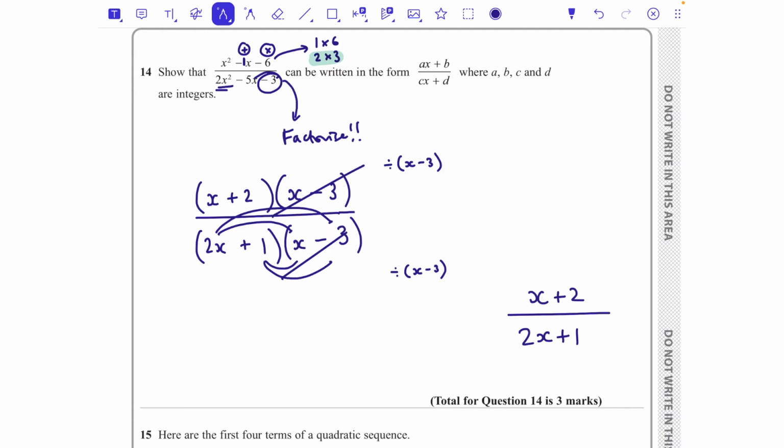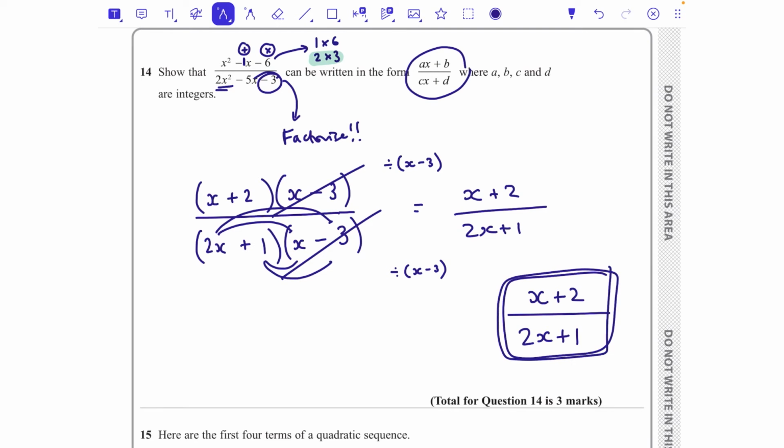I can divide the top, divide the bottom, and I'm just left with that. So that would be my answer. And that's exactly what they've got. Now you might think, oh, I've done it wrong because I've got no number here where A is. But remember that A is just 1. We just don't write it in. So A is 1, B is 2, C is 2, and D is 1. So that would be your final answer for 3 marks.